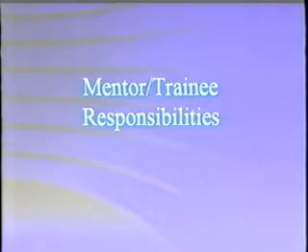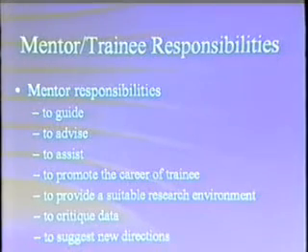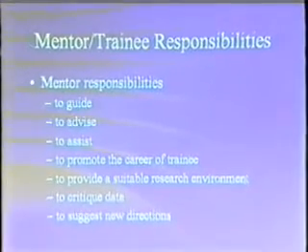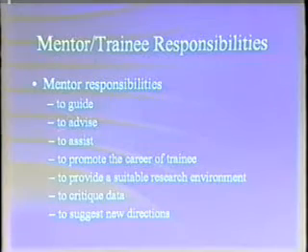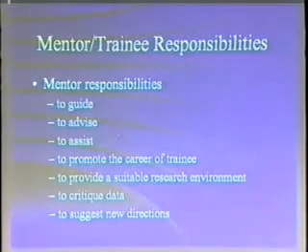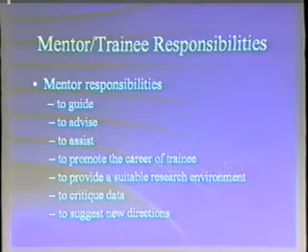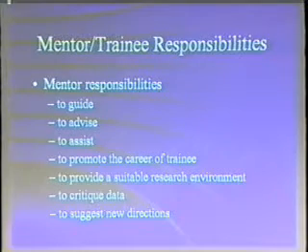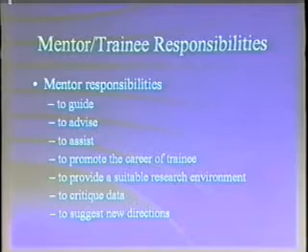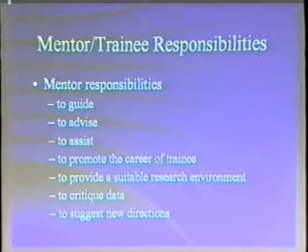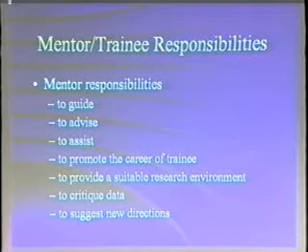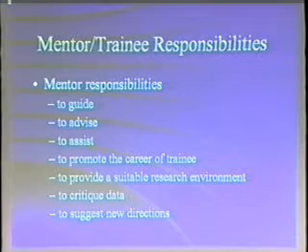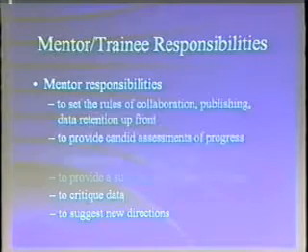There are a number of rules that a mentor should remember when they are mentoring a young person starting out in a career. They have responsibilities to guide the person, to advise them, to assist them wherever possible, to promote the career of the trainee, to provide a suitable research environment, to critique their data in a constructive way, and to suggest new directions. The trainee is, by their very nature, someone who doesn't know it all. The investigator knows more than they do, and the payback is that ultimately the investigator may find out that the trainee knows more than they do.